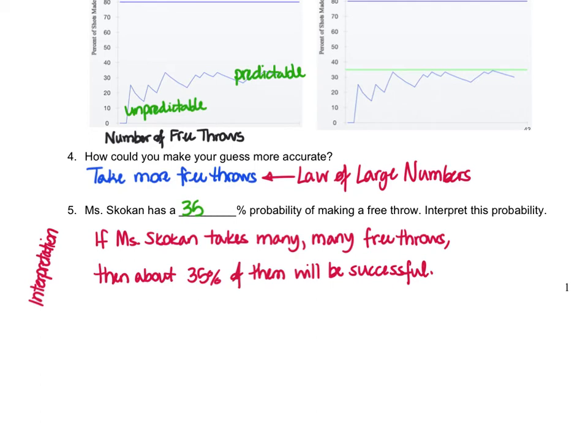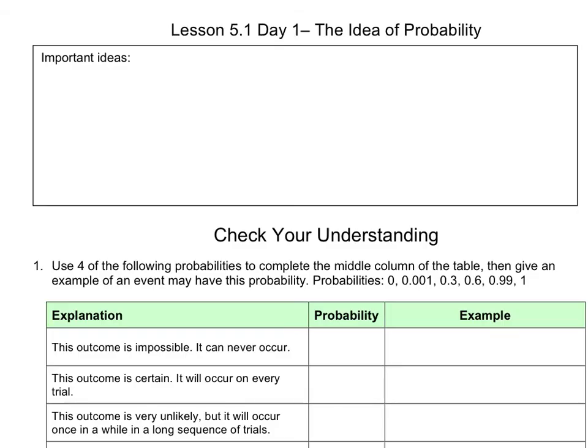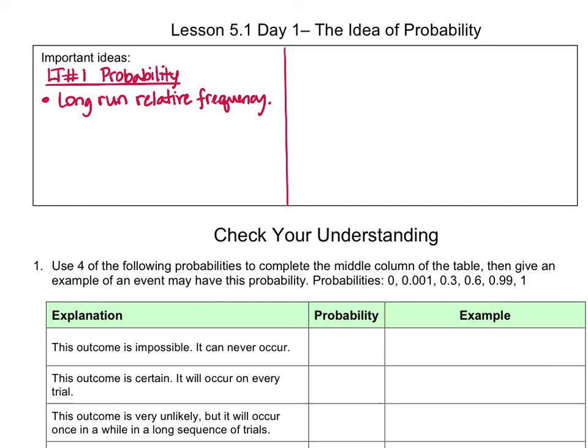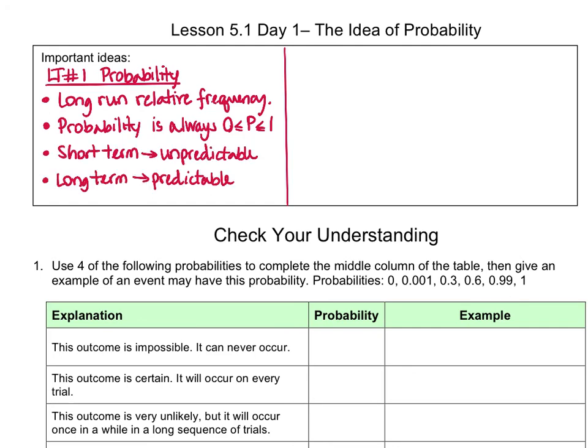Let's take a look on the next page of our box of important ideas. Our first learning target, you may remember, was the idea of probability being a long-run relative frequency. We also know that probability is always between 0 and 1, and in the short term is unpredictable, but in the long term is predictable. The second learning target we're going to learn about in the next lesson, but we also learned in this lesson about the law of large numbers. And the law of large numbers basically tells us that if we do something many, many times, the proportion of desired outcomes will approach the true probability.